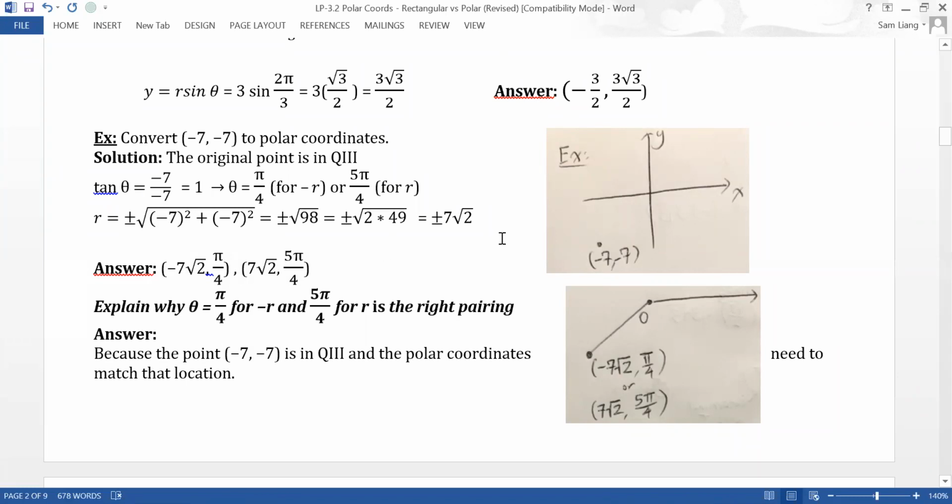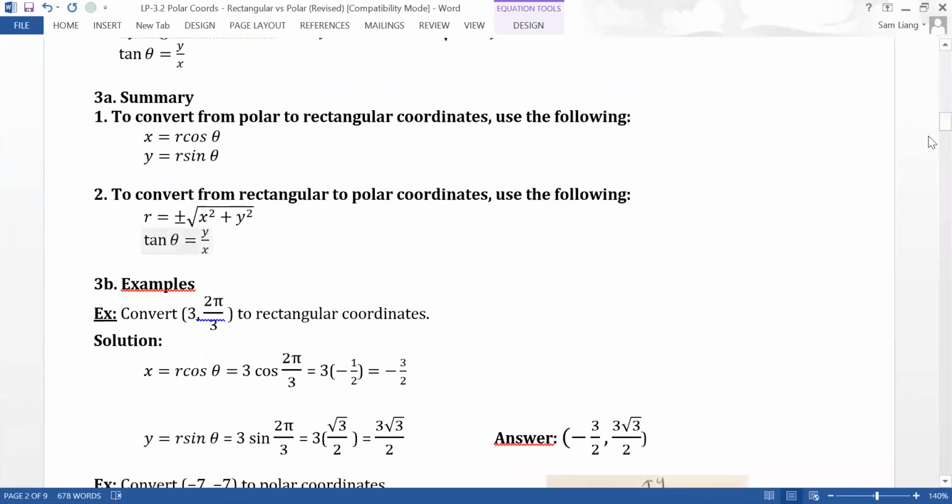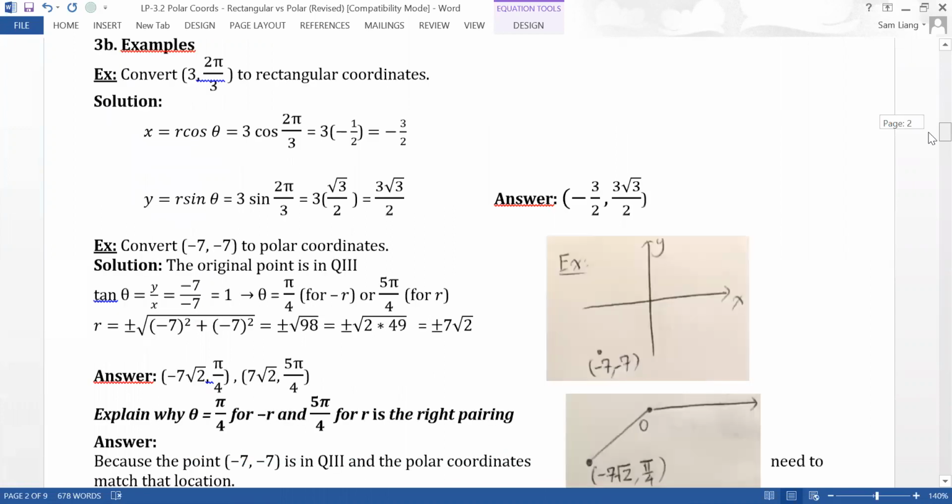Question? Wait, how'd you find the angle for this? Yeah, so I just used the tan theta equals y over x formula. Okay. That was the last formula on this slide. Right over here. Yeah, this one. Oh, all right. Thank you.